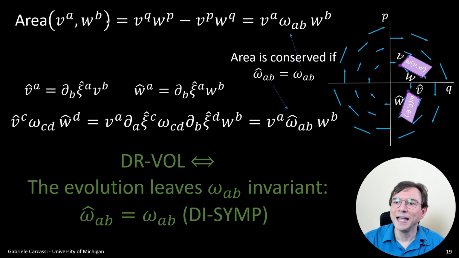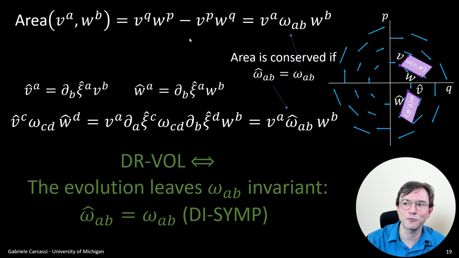So if we have two vectors, let's say v and w, and we want to calculate the area, what we're going to do is simply multiply the q component of v times the p component of w minus the p component of v times the q component of w. So this is the expression to compute the area, and this should remind you, of course, of the cross product.